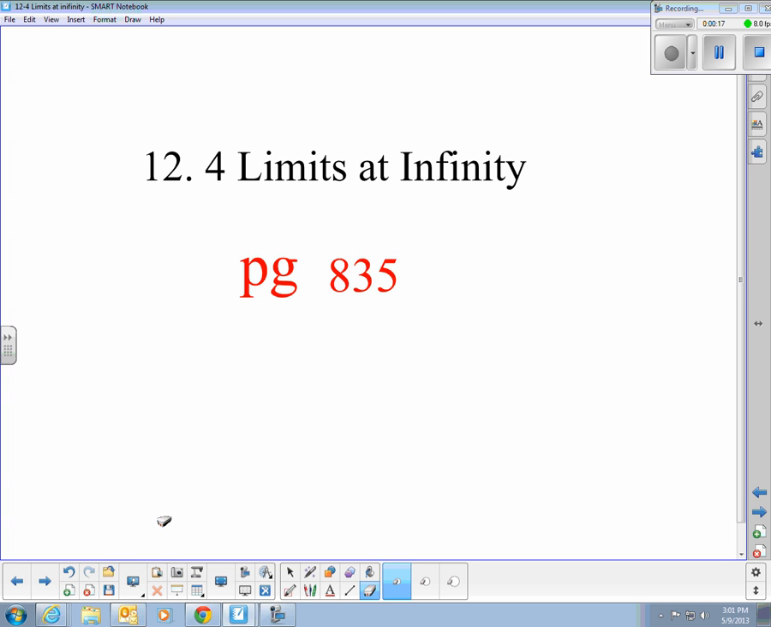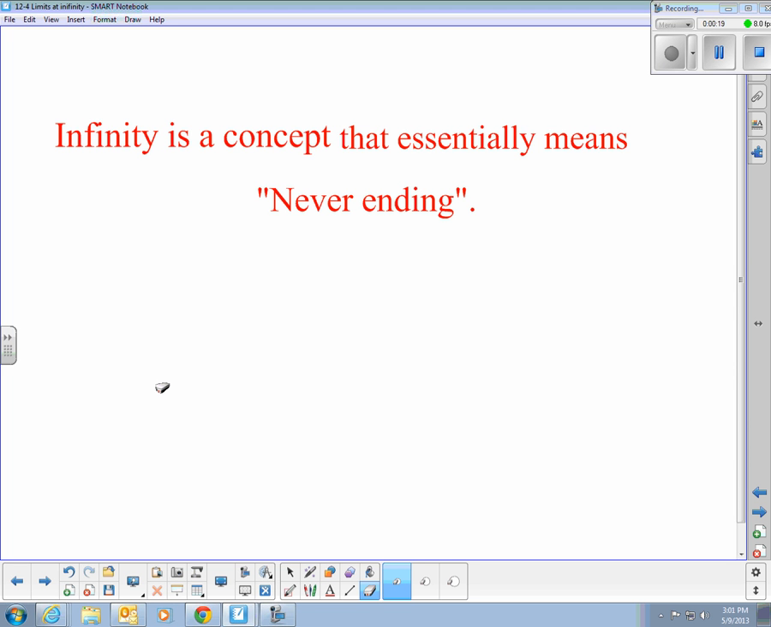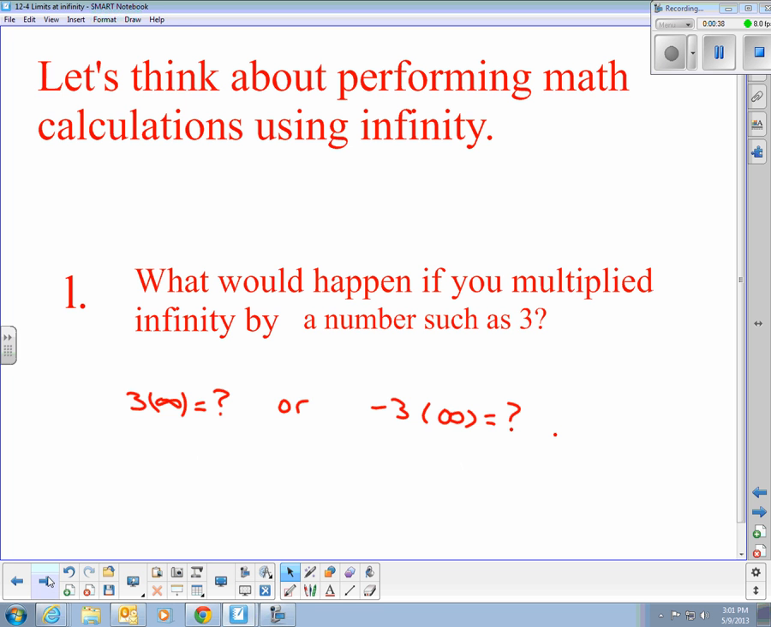So as we start talking about infinity, just think about what infinity is. Infinity, to me, is a concept that essentially means never ending. As kids, we always said, what's the biggest number? And we kept naming higher numbers until somebody yelled infinity. And even sometimes we got into infinity plus 1, infinity plus 2, and so forth, which brings us to, how do we do math with infinity?